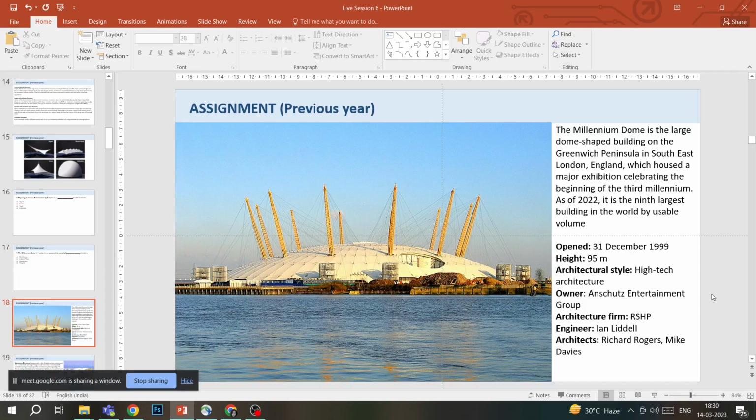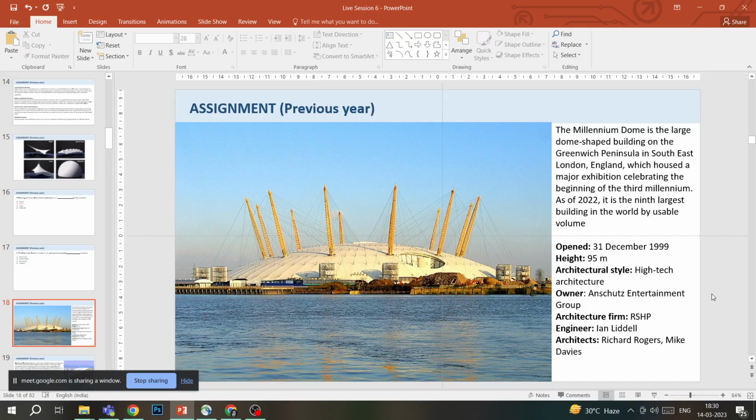So this is how the Millennium Dome looks. It's a large dome-shaped building on the Greenwich Peninsula in southeast London, England, and it houses a major exhibition celebrating the beginning of the third millennium. Currently, as of 2022, it is the ninth largest building in the world by usable volume, and it opened in 1999 to celebrate the third millennium.